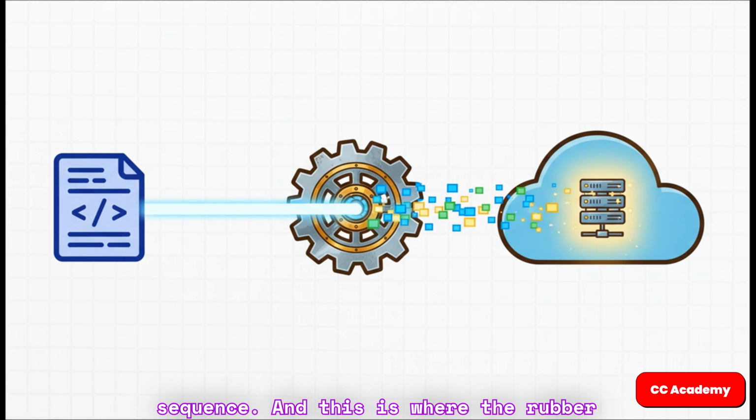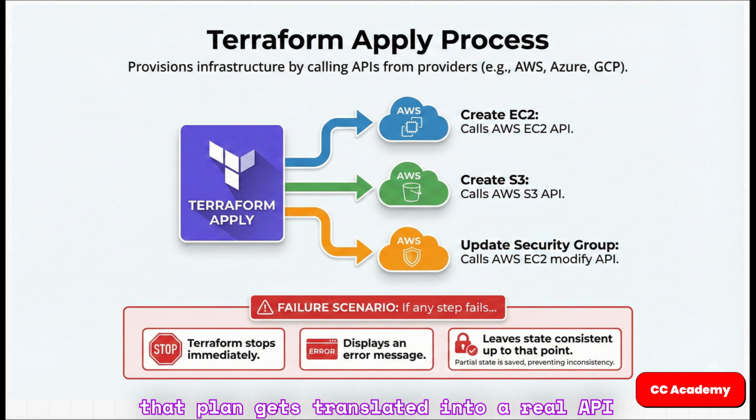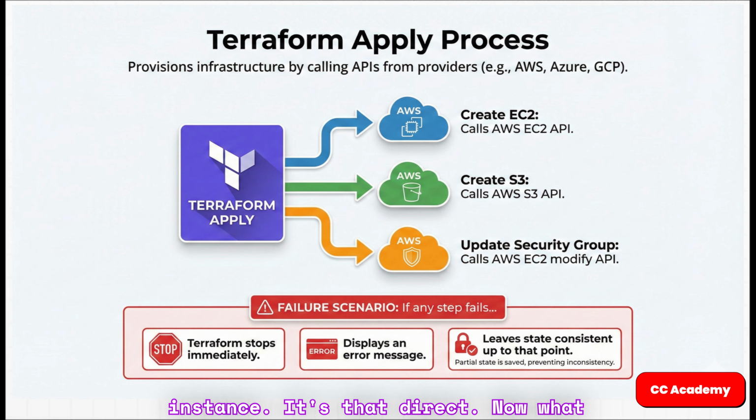And this is where the rubber meets the road. Every single action in that plan gets translated into a real API call made by the provider plugin. So when you create an AWS instance resource, under the hood, Terraform is just calling the AWS EC2 API to create a new instance. It's that direct.